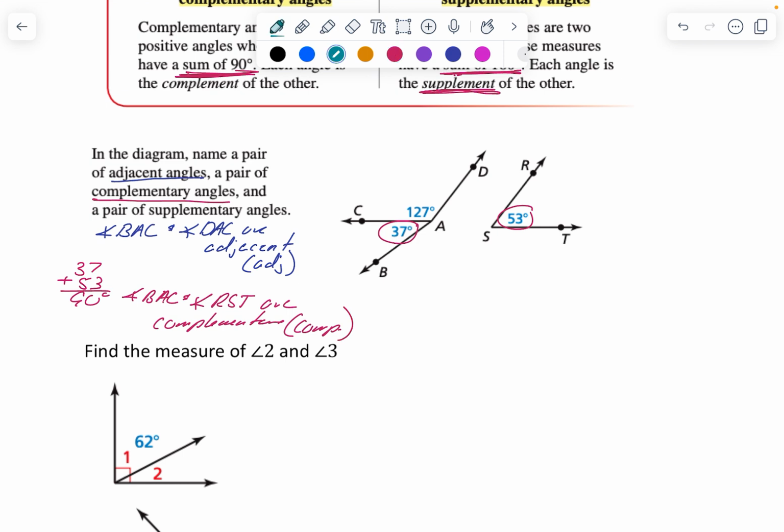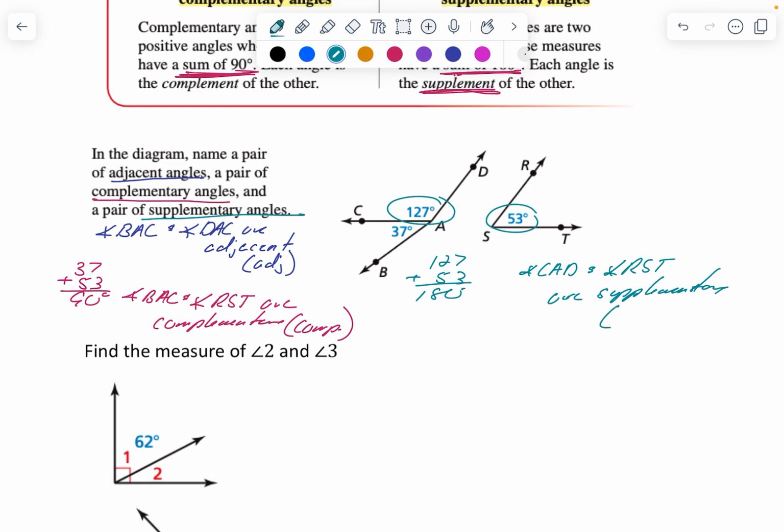Finally, we want a pair of supplementary angles. So remember, those are two angles whose measures add up to 180. And so let's see. Oh, looks like these two, right? So 127 plus 53 does equal 180. And so we can say angle CAD and angle RST are supplementary, or SUPP. That works.